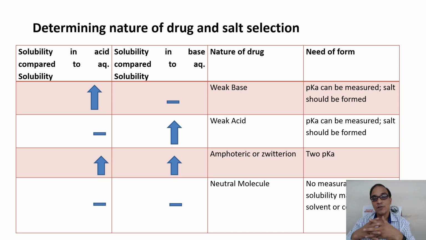And if it is increasing in both the cases, in acid as well as in base, then certainly the nature of the drug is amphoteric or zwitterionic. So it will have 2 pK. If it is not affecting at all, then certainly it is a neutral molecule with no measurable pK, and the solubility manipulation is done only by the solvent or complexation in this case.